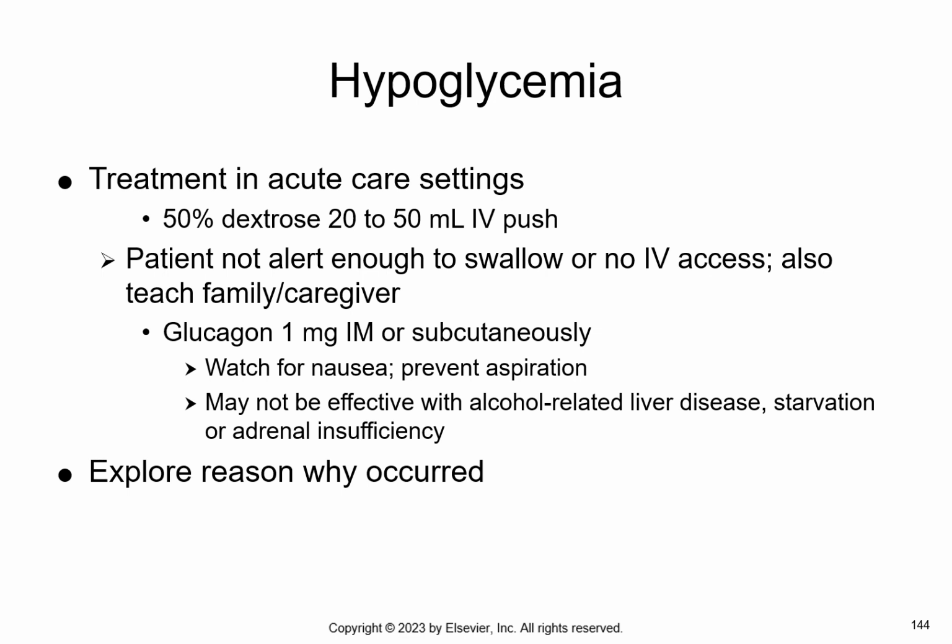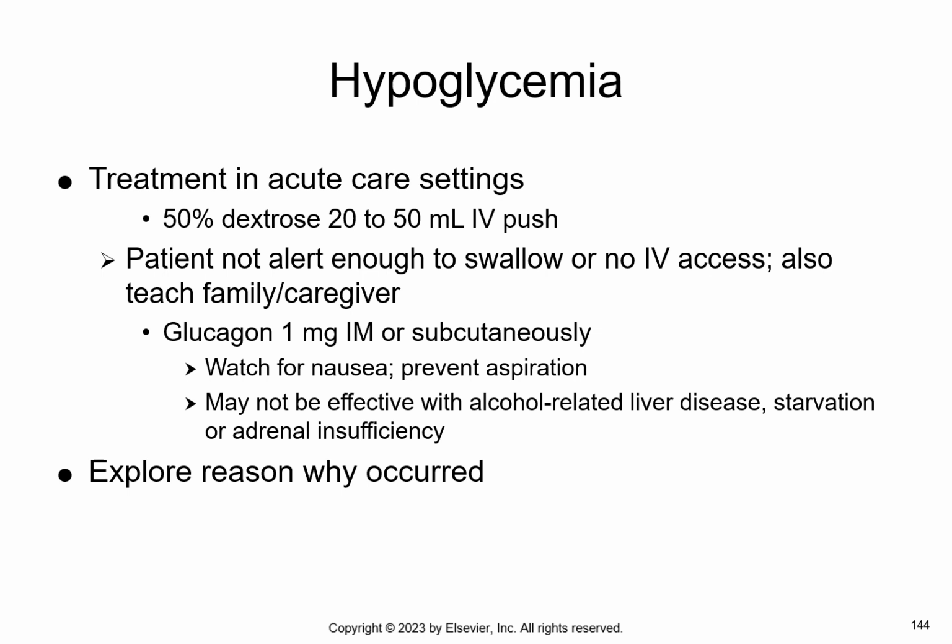When we talk about treatment in acute care settings, patients with hypoglycemia may receive 20 to 50 milliliters of dextrose 50%. If the patient is not alert enough to swallow or no IV access is available, another option is to give 1 milligram of glucagon by IM or subcutaneous injection. An IM injection in a site such as a deltoid muscle will result in a quicker response. Glucagon stimulates the liver to convert glycogen to glucose and makes glucose rapidly available.